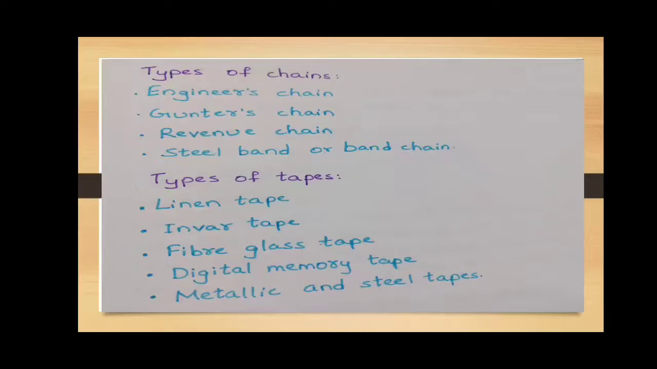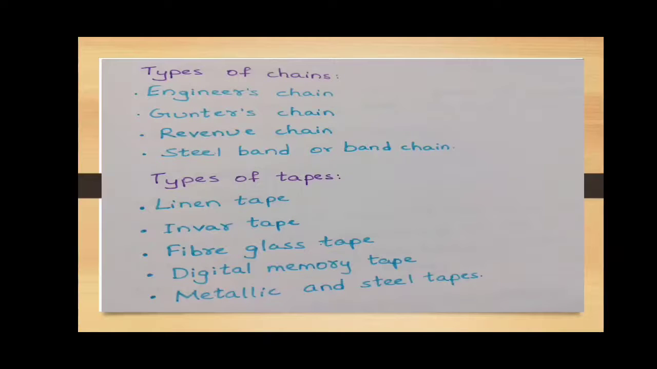Next, gunter's chain. This chain is mostly used for measuring the areas of land used for agricultural purposes, that is, in acres. Its length is 66 feet and it is provided with 100 links, each link being 0.66 feet. Next, revenue chain. This chain is used for measuring the boundaries of properties, fields, etc. These come under cadastral surveys. It is 33 feet long and is provided with 16 links.